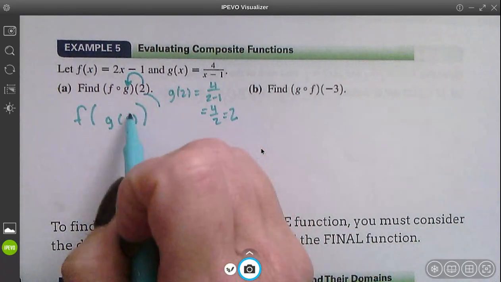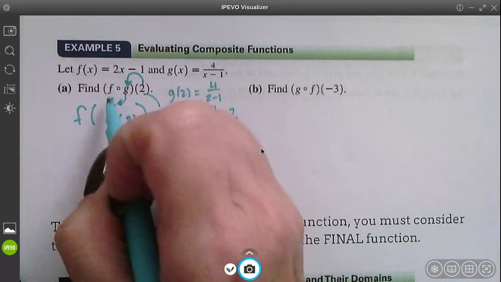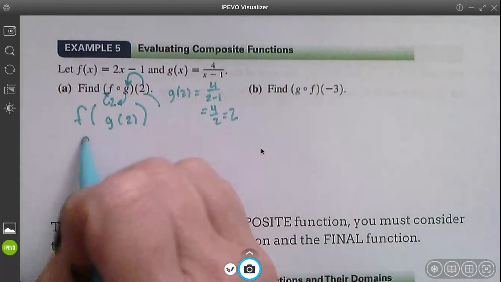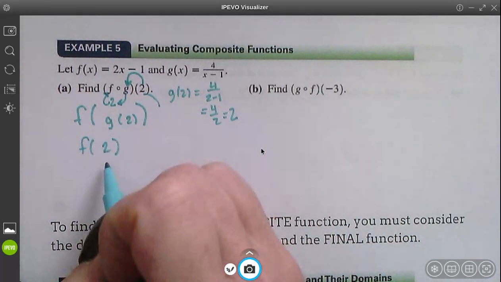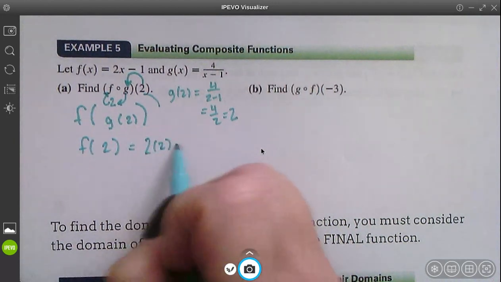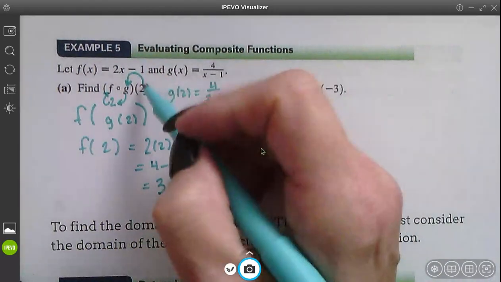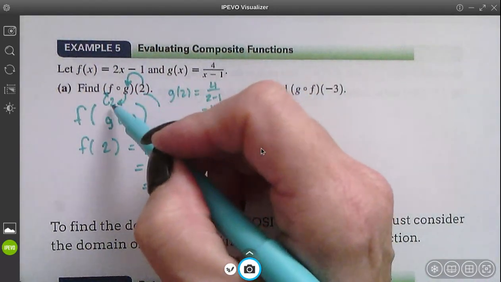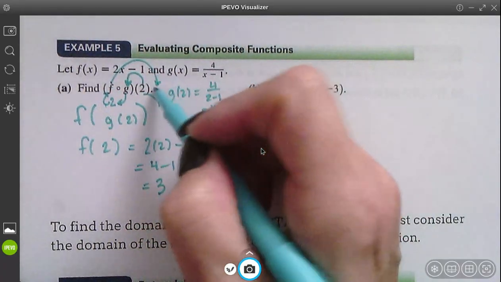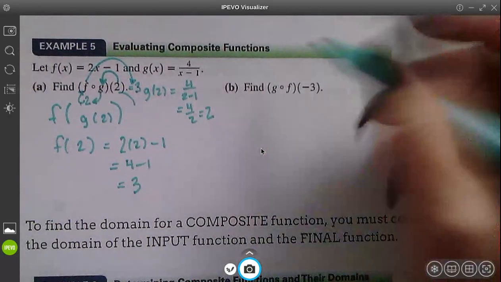So the 2 goes into g. What comes out of g is a 2. And we put that into f of x. So g of 2 was 2, so I replace g of 2 with 2, and then I find f of 2. f of 2 would be 2 times 2 minus 1, which is 3. So 2 goes into g, 2 comes out of g, 2 goes into f, and then the final answer is 3.